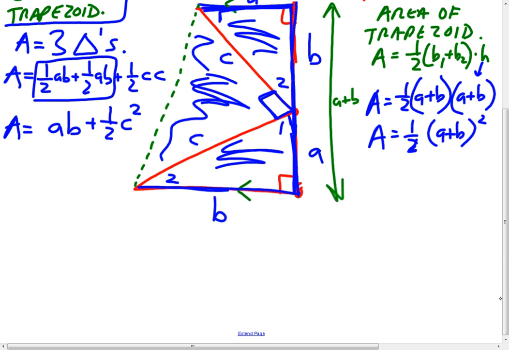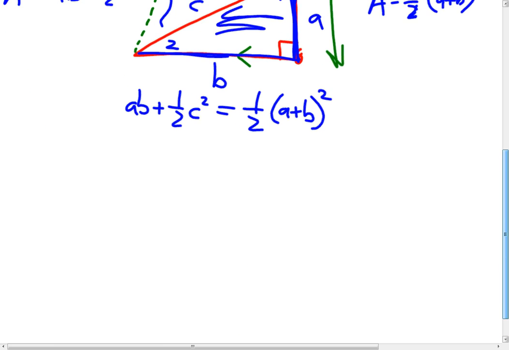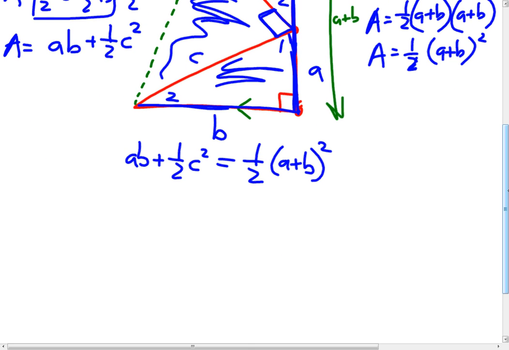Put them together. This is the area of the whole thing. So AB plus 1/2 C squared is equal to 1/2 (A plus B) squared. From here on in, we just try and manipulate this thing until it looks like the Pythagorean theorem. So let's see what we can do. I'm going to leave this side alone for a second.